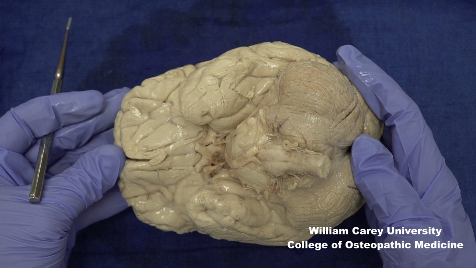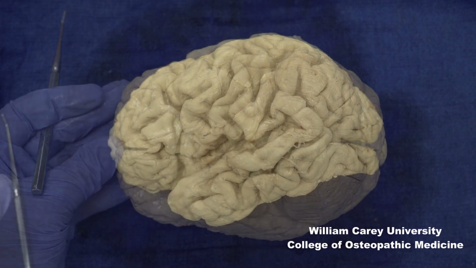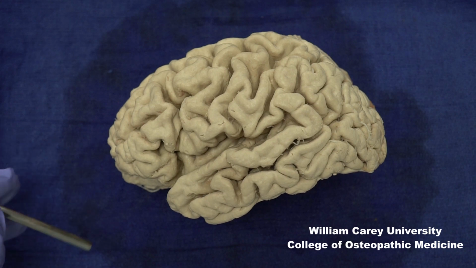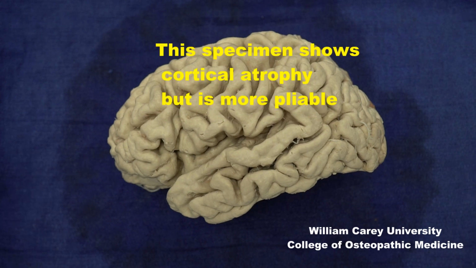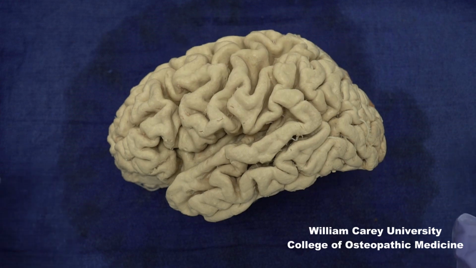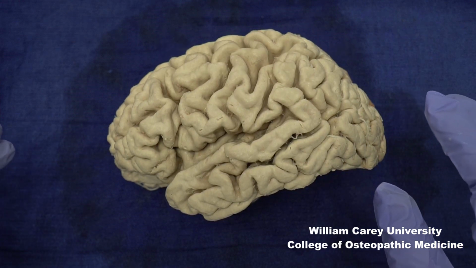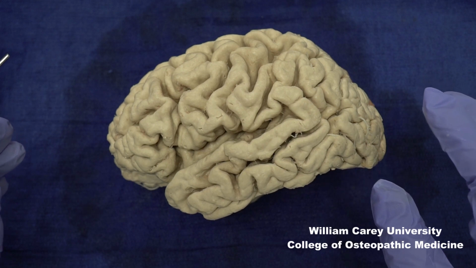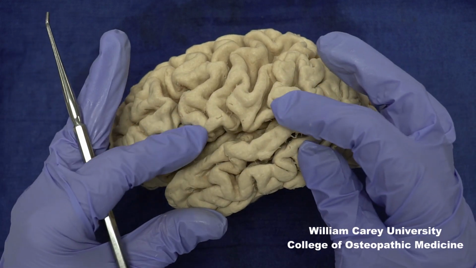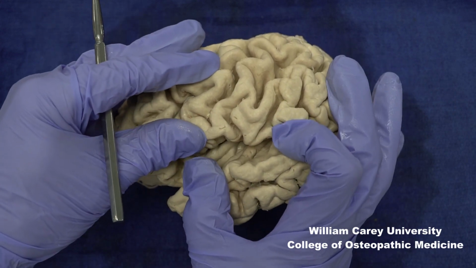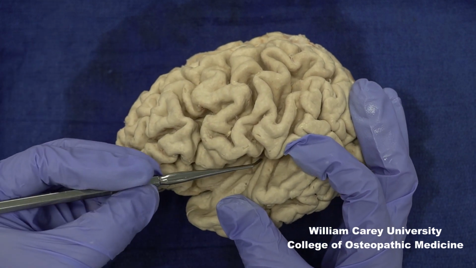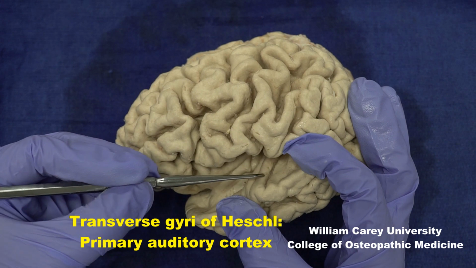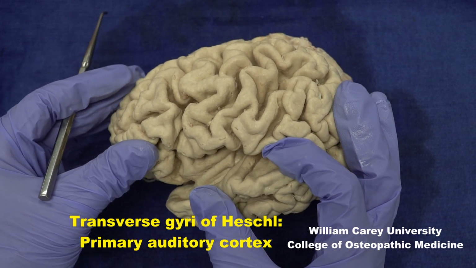And from the primary olfactory area, we go back to the lateral surface, looking for the primary auditory cortex. For this, we move into the temporal operculum. The transverse gyri of Heschl will be pointing inward toward the insula in the temporal operculum here. The two transverse gyri of Heschl, primary auditory cortex.